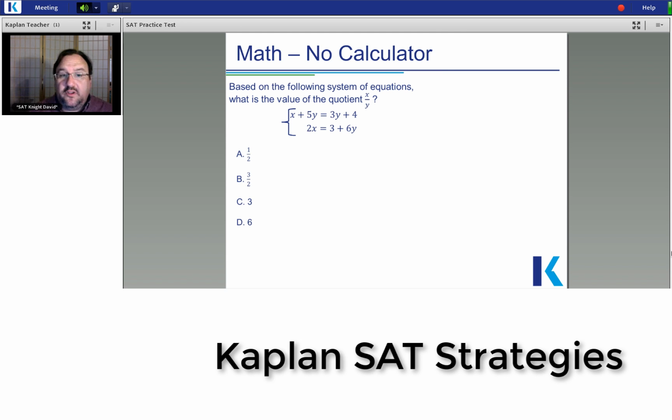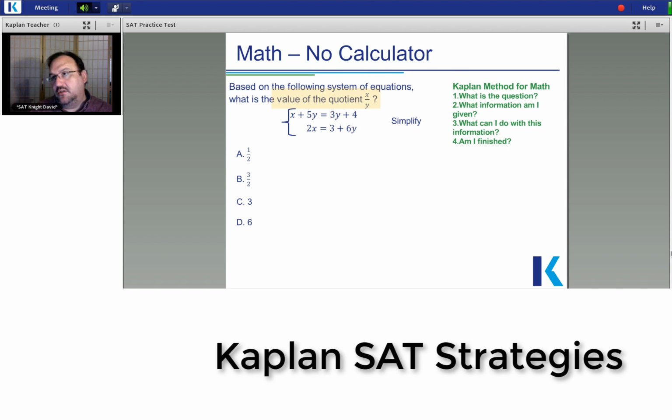They give us a system of equations here. They love giving systems of equations. Again, we remember our method. We want to know what the question is. Well, we want to figure out the value of x over y. That's the question. What information did they give us? They gave us two equations. Then what can we do with this information? I'm looking at those two equations and there's something I don't like about them. Can you tell me what I should notice, what I don't like about these two equations?